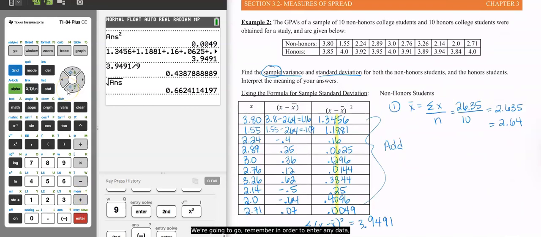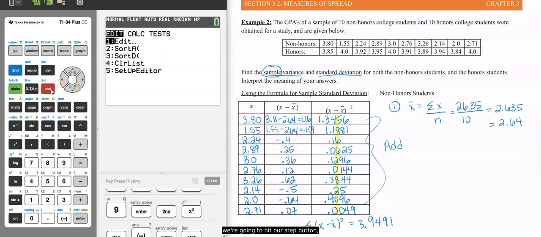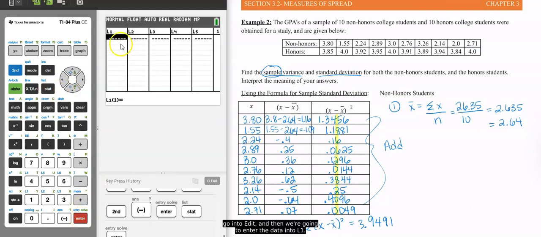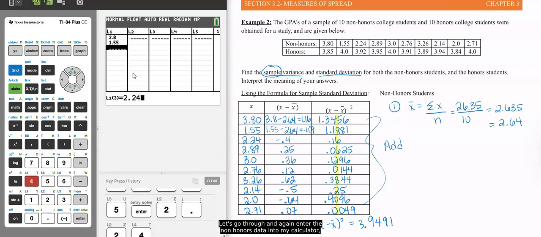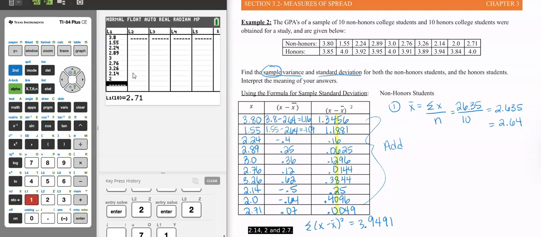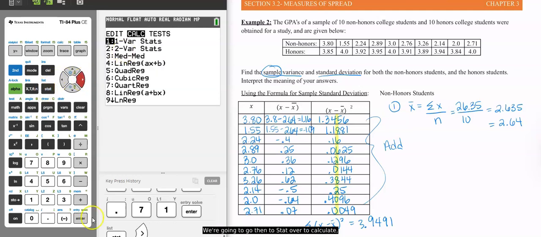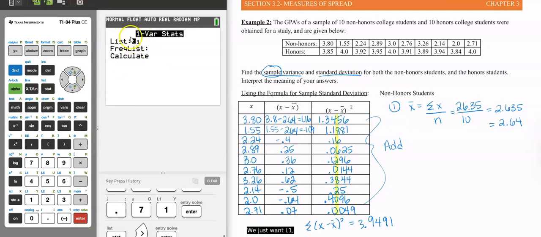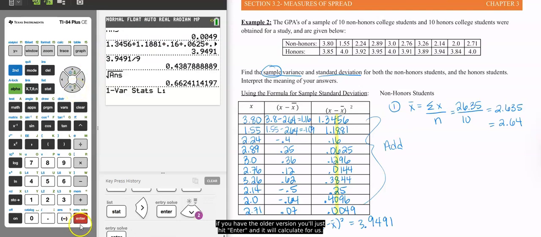So remember, in order to enter any data, we're going to hit our stat button, go into edit, and then we're going to enter the data into L1. So let's again enter the non-honors data into my calculator. 2.9, 3.76, 3.26, 2.14, 2, and 2.71. Okay, so I have all my data there. We're going to go then to stat, over to calculate, we want the 1-Var statistics. So we just want L1. If you have the older version, you'll just hit enter, and it will calculate for us.